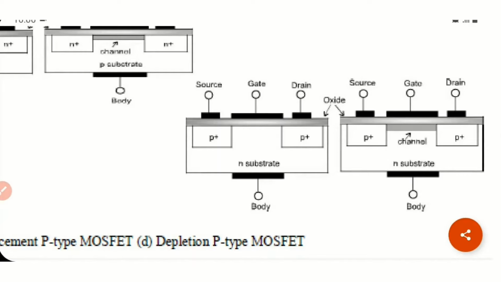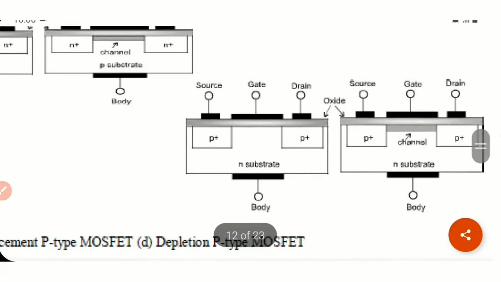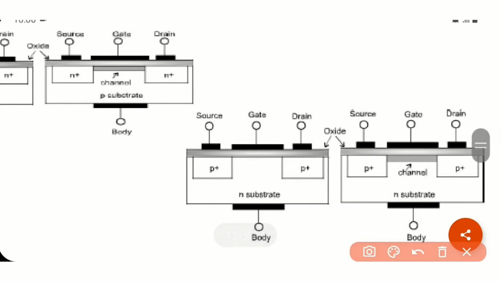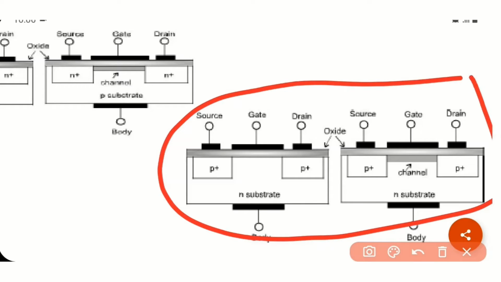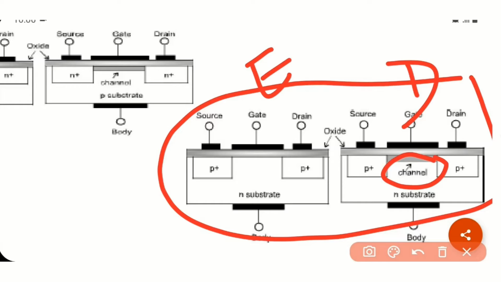So here we are having now the PMOS. So this is your PMOS. In this case, you are having N substrate and you are having the P impurities. On one side, you are having the enhancement mode, and on the other side, you are having the depletion mode. As you can see in here, the channel is already present. So you have to remove the channel. On this side, there is no channel.